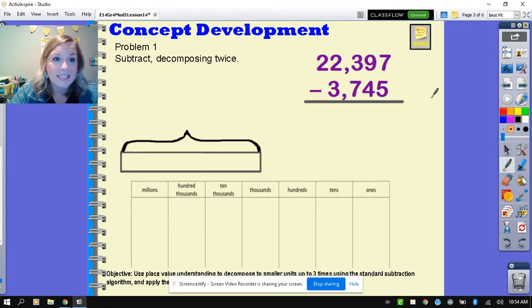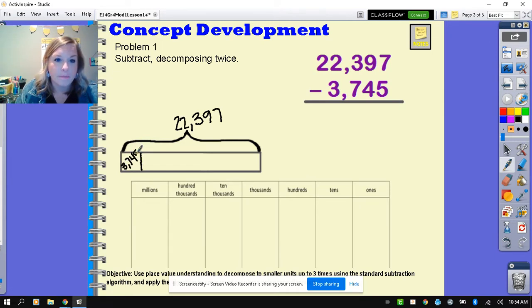Okay, so today's lesson is going to look very similar to yesterday's, except we're going to be decomposing our numbers more than once. So I'm still going to start off by putting our total at the top. So remember that this is our total number. So it'd be like saying that we have 22,397 M&Ms. Okay, and then I would say that was my total, and I'm going to say, like, I gave 3,745 away, right?